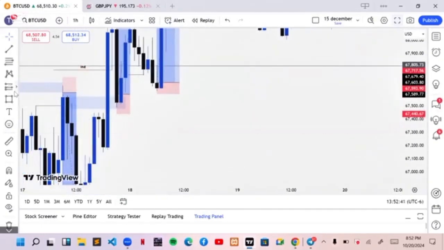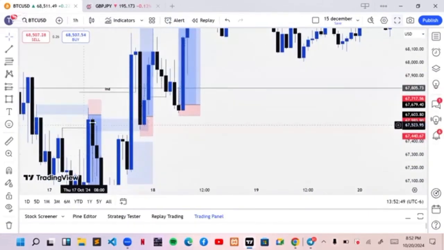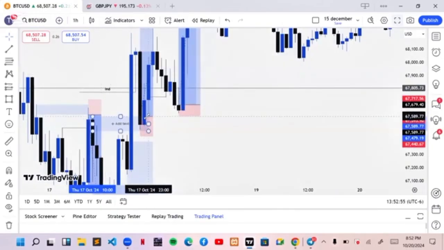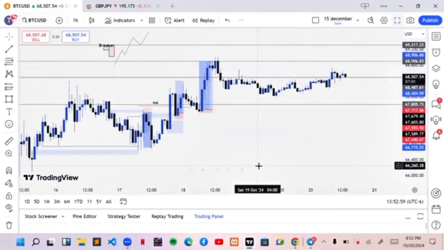There's another block down here, but at the same time, there's a breaker block up here. So the reason I did not pick this other block as my entry was because this breaker block is closest to this inducement that market made right here. That was why I took this trade from this breaker block. And then, as you can see, it hit TP.